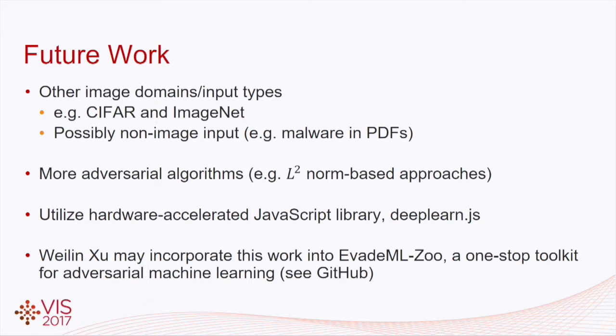Another thing would be to show more adversarial algorithms. For instance, there are L2 norm approaches that have been investigated, and actually new approaches for the L0 and L infinity norms. One of the reviewers of my paper pointed out that while my paper was under review, someone had come up with a hardware accelerated JavaScript library, and so I could possibly incorporate that in the future as well. A colleague of mine, Wei Lin, also might take this work and incorporate it in a package that he's developed, which is a one-stop toolkit for adversarial machine learning, not focused on visualization, but using this to jumpstart a visualization part.